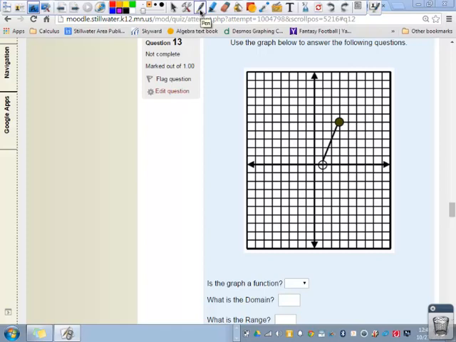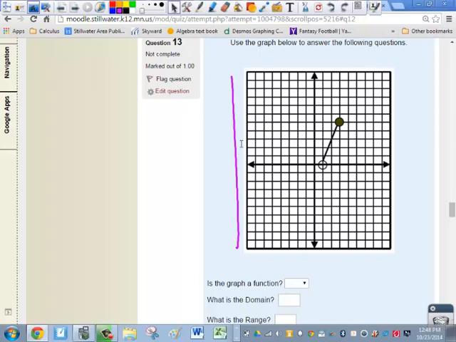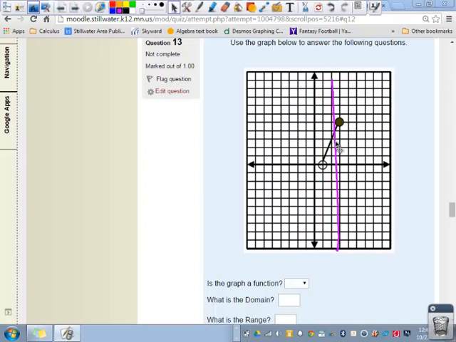A grand day. Okay, is the graph a function? I'm going to do the vertical line test and test it out. There's my vertical line, not exactly vertical, but we're going to see if it touches 2 points at once. Does it ever touch 2 points at once? Negative. So thus, this is a function.